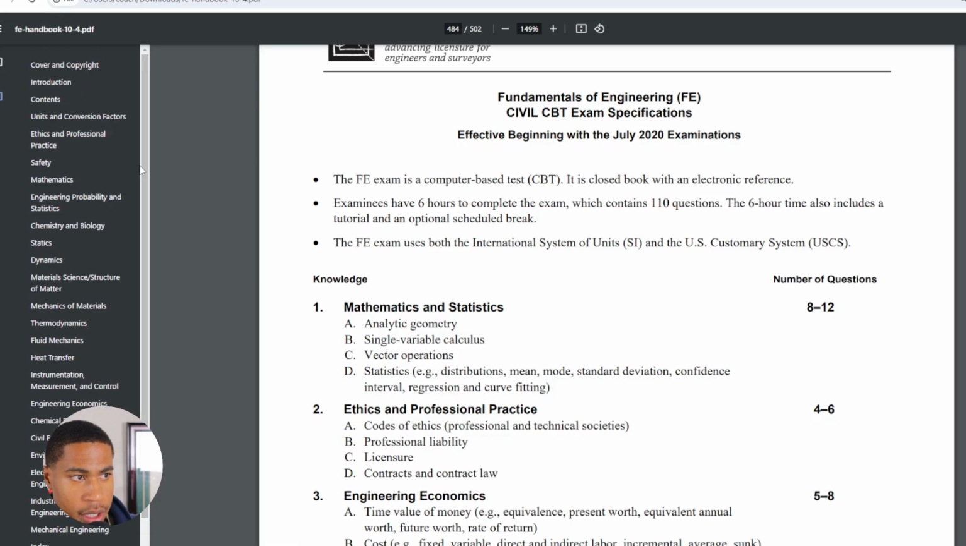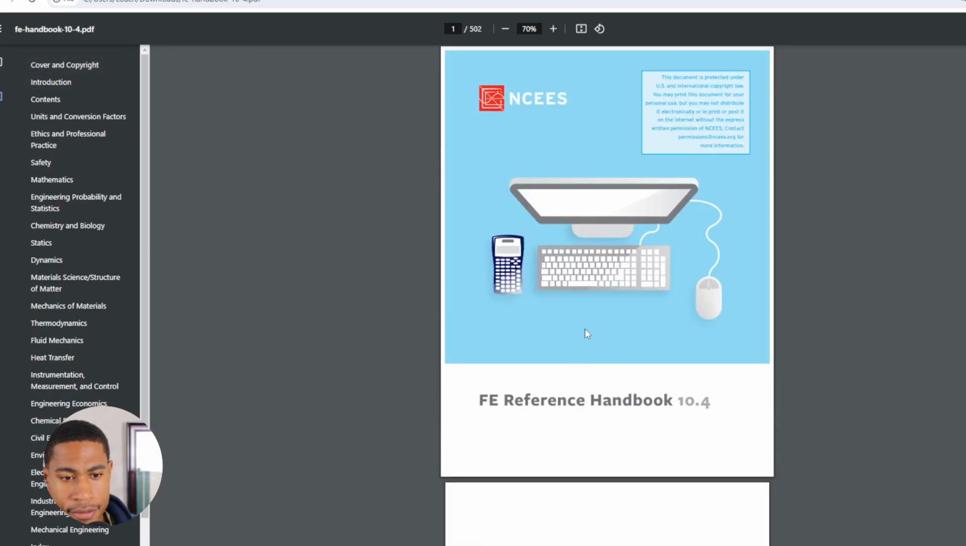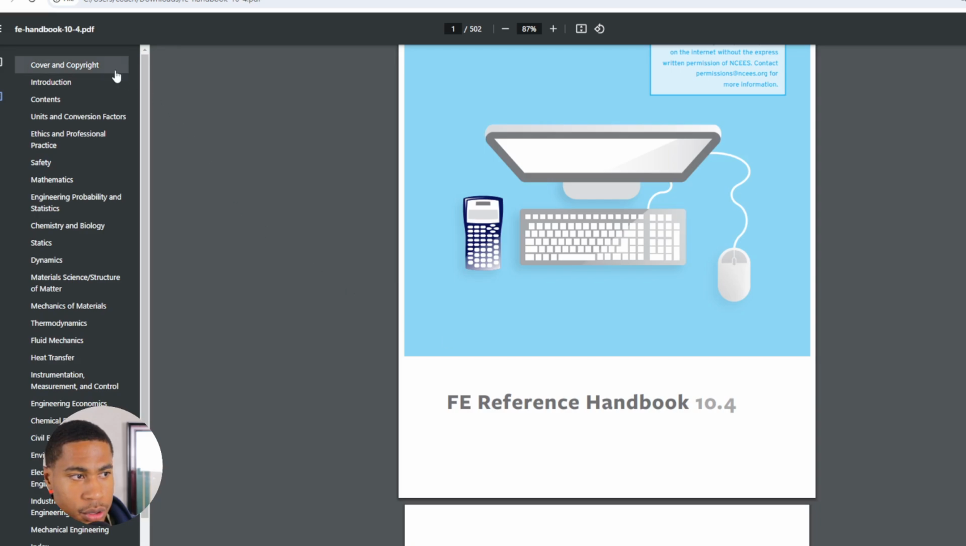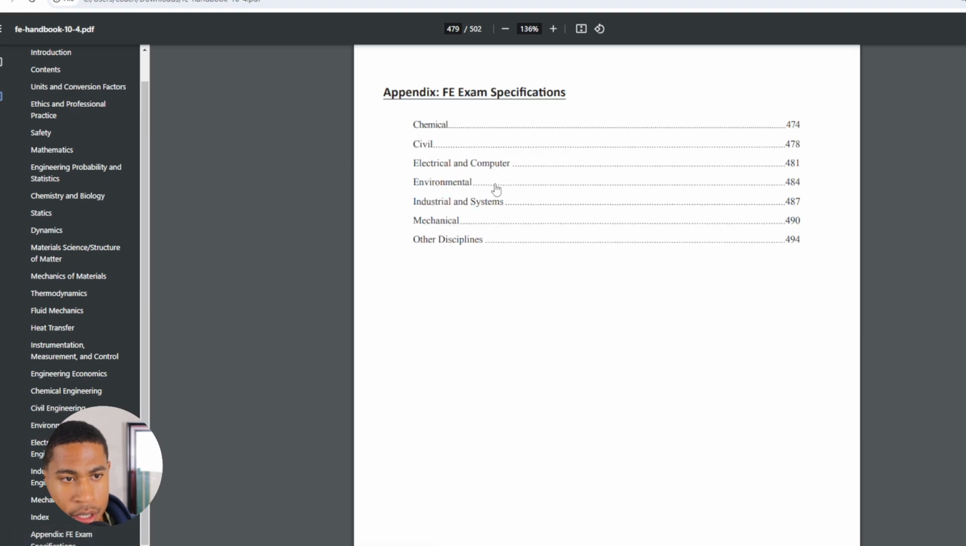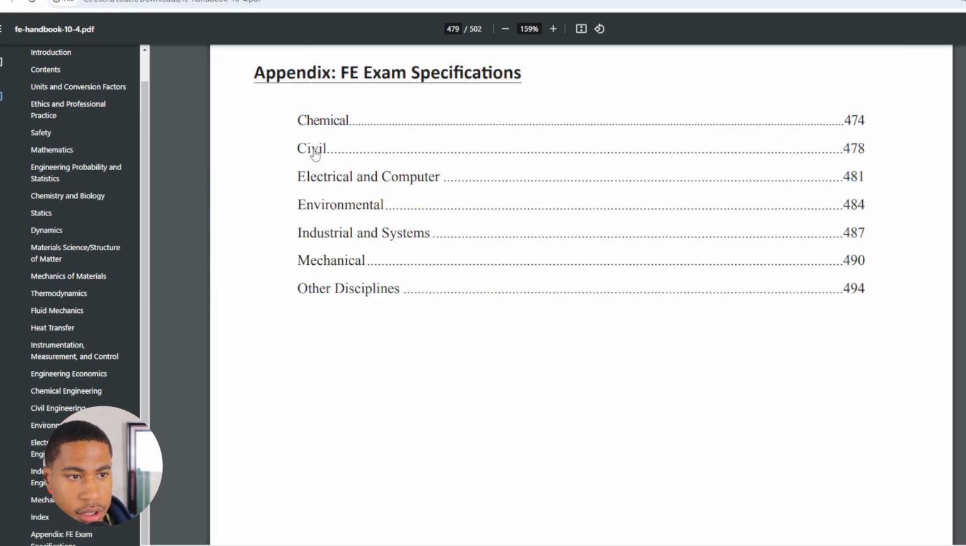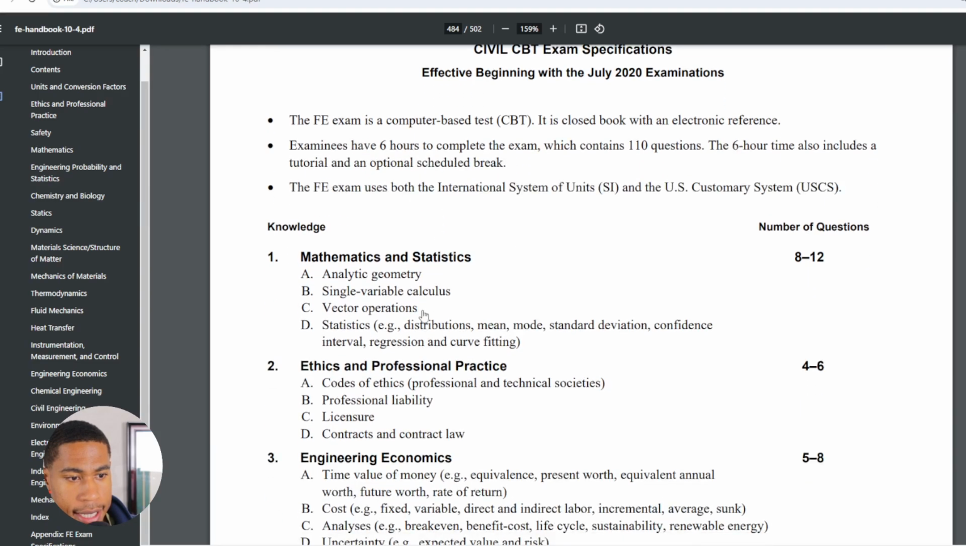And so to get here, if you don't already know, then you want to have the most up-to-date reference handbook. You want to click into your bookmarks and scroll down to the bottom where it says Appendix FE Exam Specifications. Then you want to click on Civil. And now you can see what's going to be on your test. And so we're just focusing on the important formulas for vector operations.